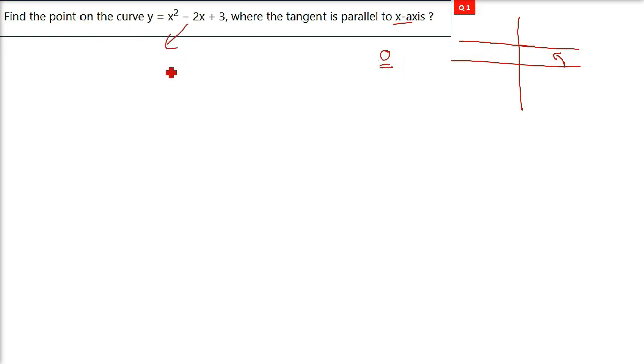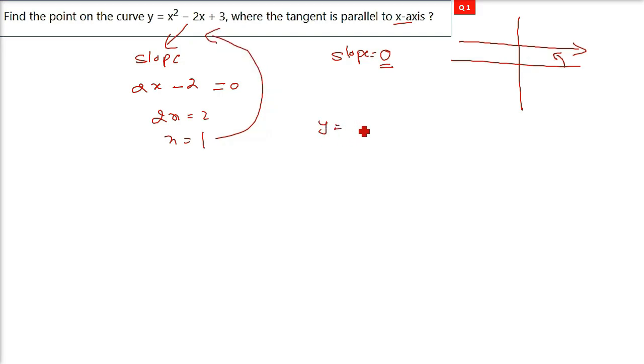So let us differentiate this curve equation. We'll find dy by dx, and dy by dx is given in the question as 0. So let us find out the slope. I'm differentiating x square minus 2x. That will give us 2x minus 2, and that is equal to 0, because the slope is given as 0 because the tangent is parallel to x-axis, and as I explained, it is 0. So 2x equals 2, x is equal to 1.